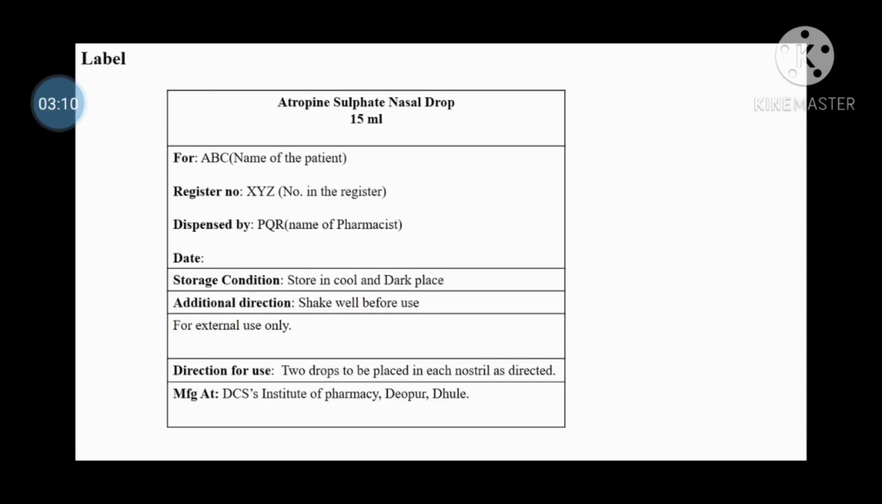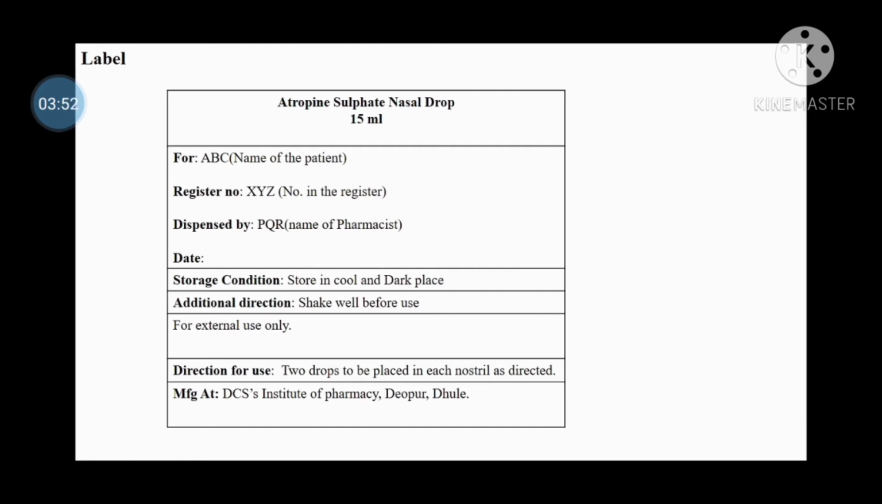Then the label: atropine sulfate nasal drop 15 ml for, that is name of patient. Then register number, that is the number recorded in a register. Dispensed by, that is name of pharmacist. Then date, that is date of manufacturing. Storage condition: store in a cool and dark place. Additional direction: shake well before use, and special direction: for external use only. Direction for use: 2 drops to be placed in each nostril as directed. And last one, manufactured at DCS Institute of Pharmacy, Devpur.